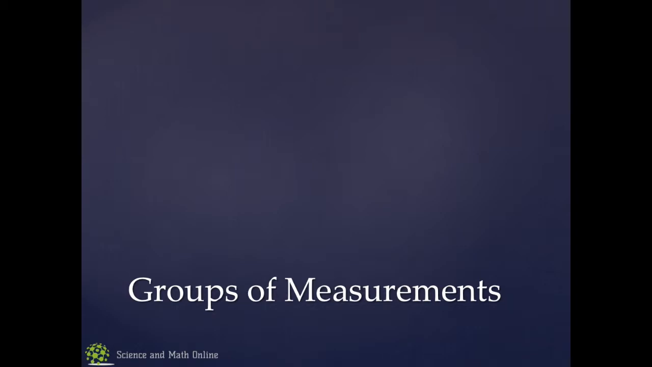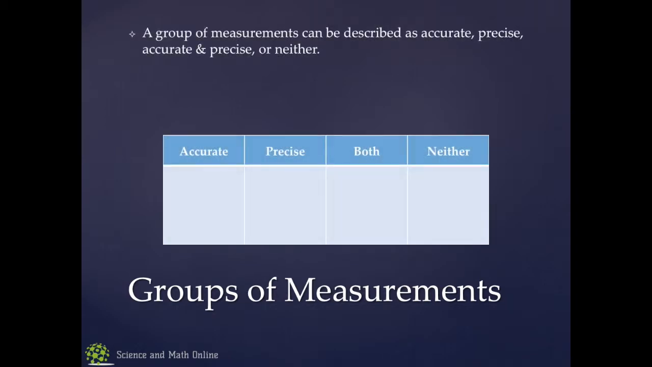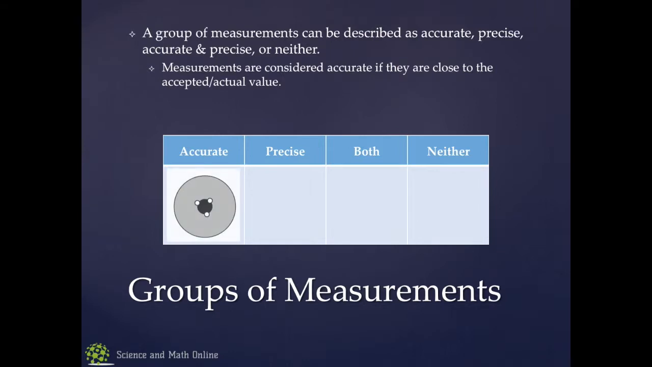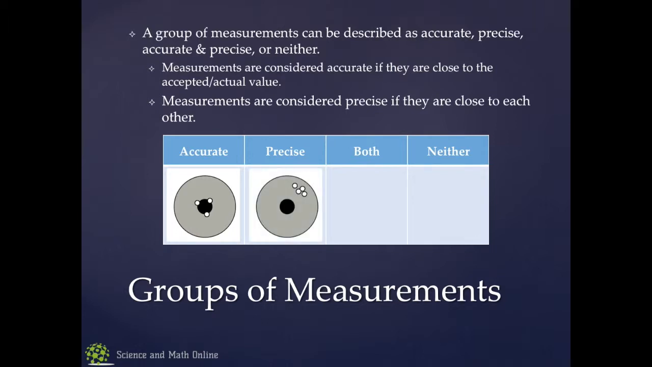Okay, so let's talk about grouping of measurements. We can describe them as accurate, precise, both, or neither. Measurements are considered accurate if they are close to the accepted or actual value. Okay, so like close to the bullseye. Precise means that they're close to each other. That means you're doing good, consistent measurements. They were just off. Okay.